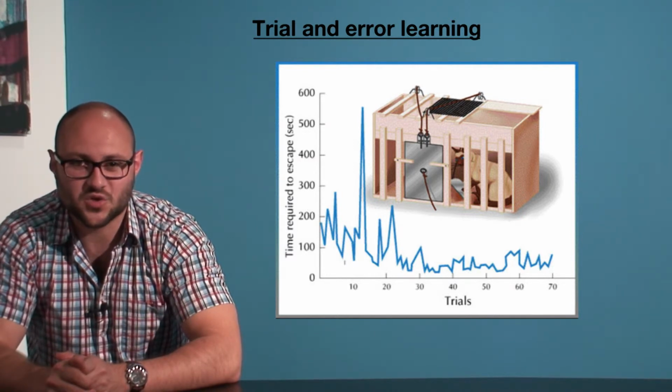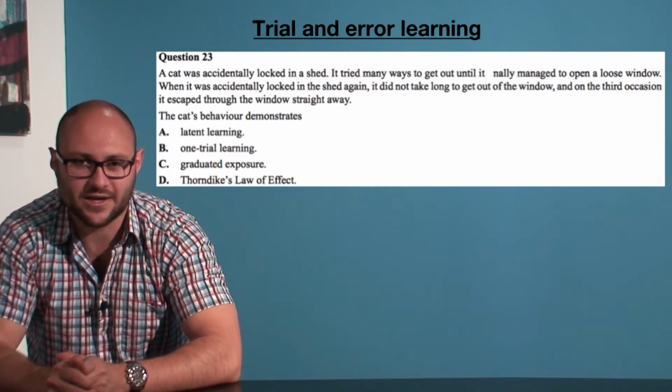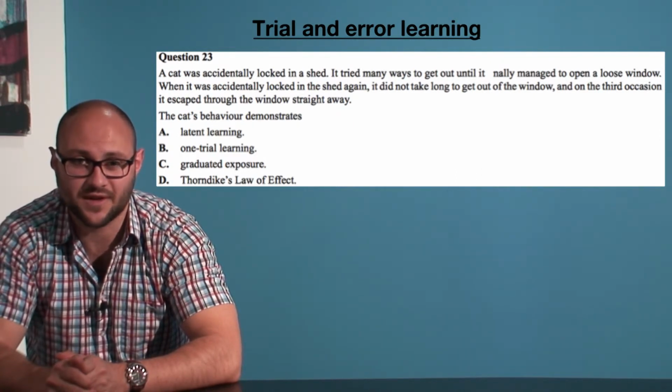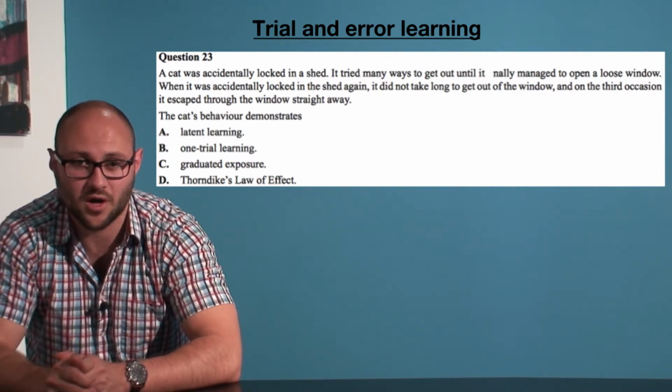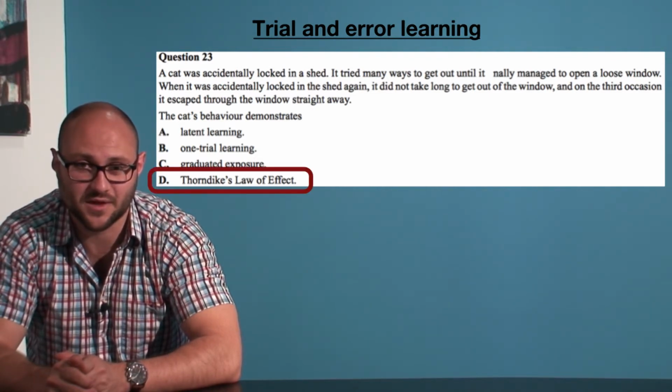Here is a question from the 2011 VCAA exam. This is clearly a case of trial and error learning. The cat tried several different ways of getting out until it was eventually successful. But trial and error learning is not one of the four options. Option D is Thorndike's Law of Effect. This is the correct response.